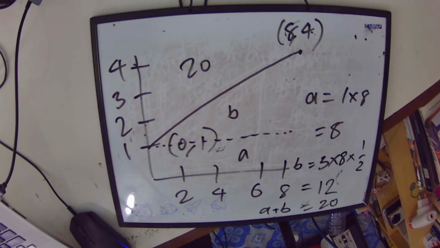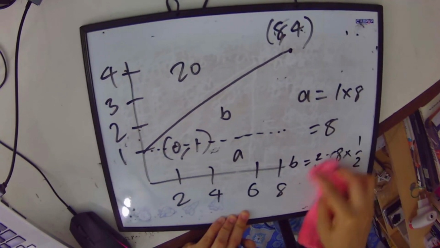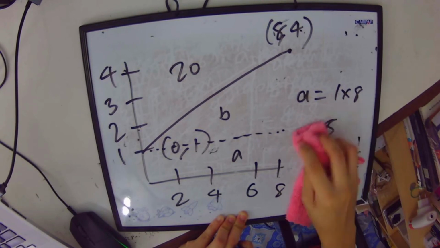So how did some of you get 24? Okay, if you started from 0, then yes, you would have made a mistake. Now let's try using trapezium method, just to double check.